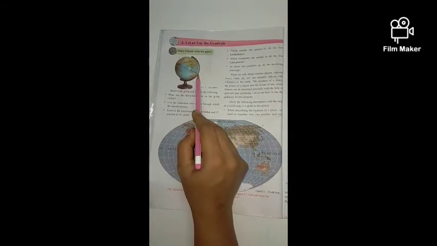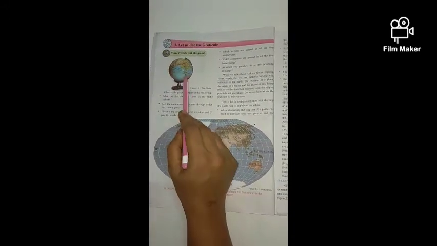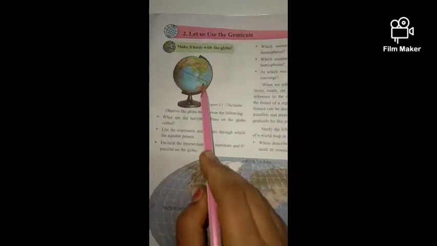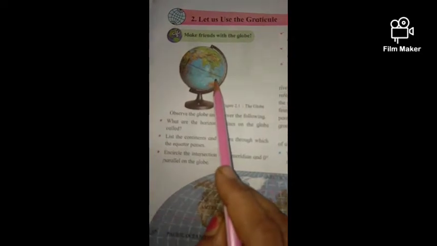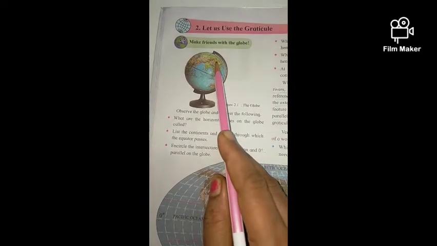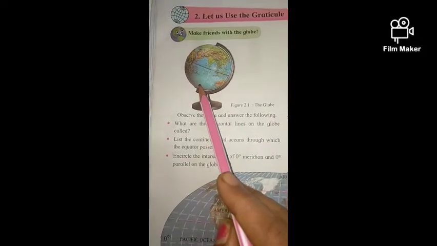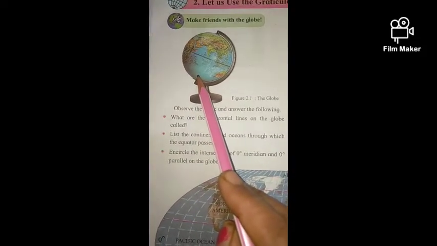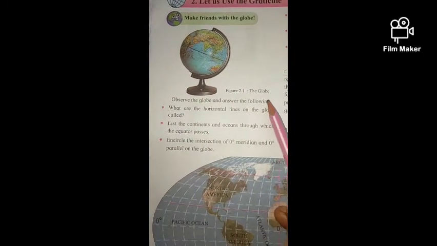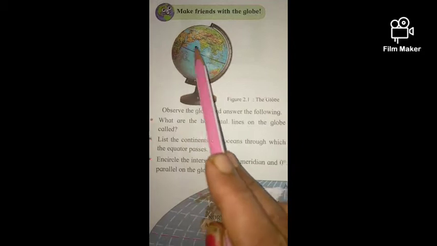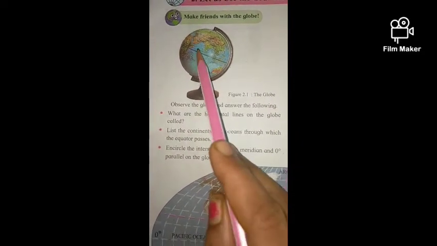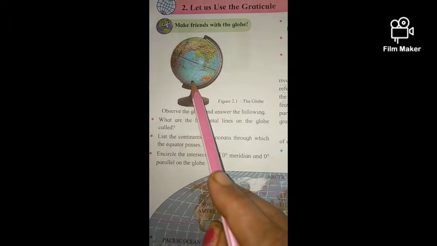The earth is divided by the equator. This line you can see is known as the equator. It divides the earth into two parts. This is the northern hemisphere, this is the southern hemisphere. And this is called the globe. Here you can see the different continents, and this blue color shows the oceans.